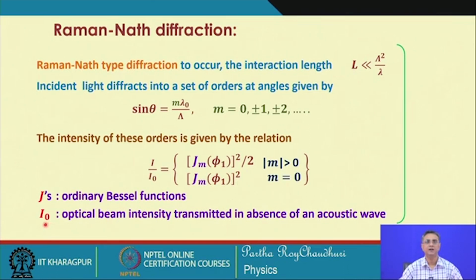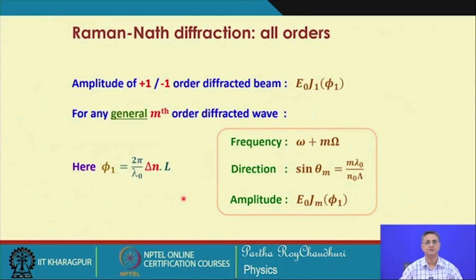We have seen that I0 is the optical intensity of the optical beam in absence of any acoustic wave, that is the original incident beam. So, the amplitude of the first plus and minus order diffracted beam will come from here: E0, the amplitude of the incident beam, multiplied by J1, and for any general mth order diffracted beam, these are the parameters associated with that order of diffraction.